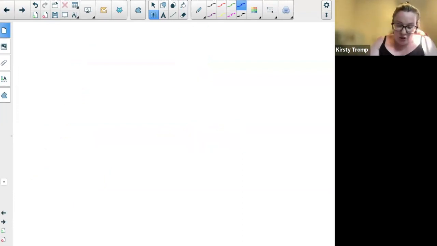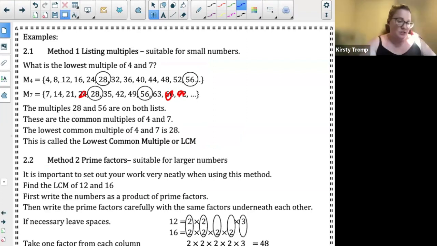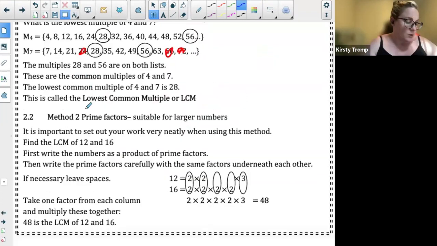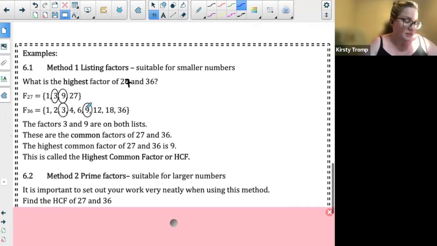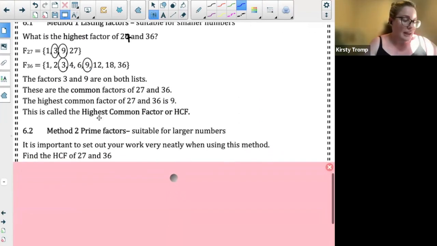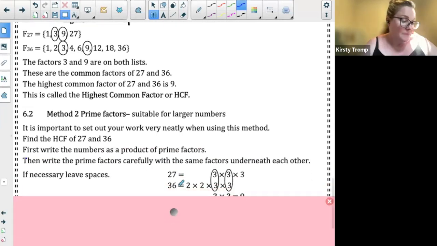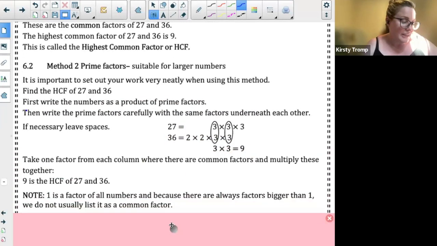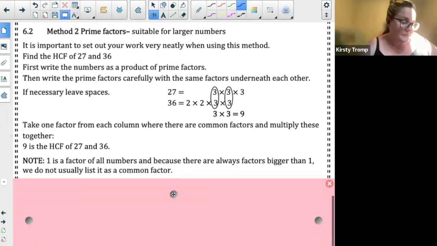Let's go back and look at the old school way again, and see what the HCF was when we did it the old school way. What was the HCF when we did it the old school way, guys? It was 9. So does this way work? Yes, it does.